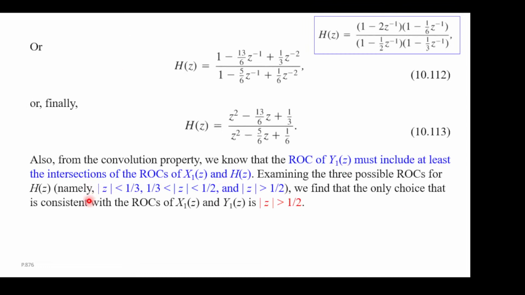So this ROC and this ROC are not possible. This is the only possible ROC. So you got this y ROC from this intersection of bigger than 1 over 2 and bigger than 1 over 6.